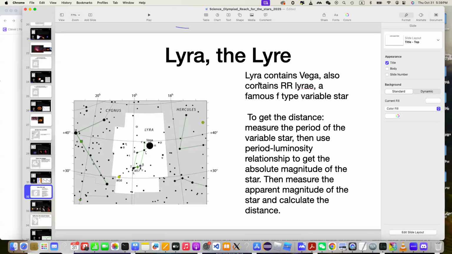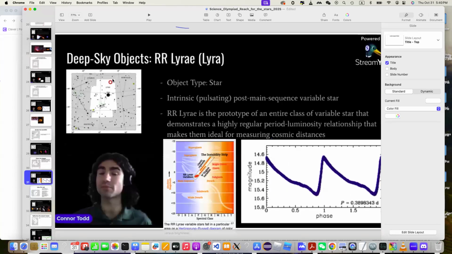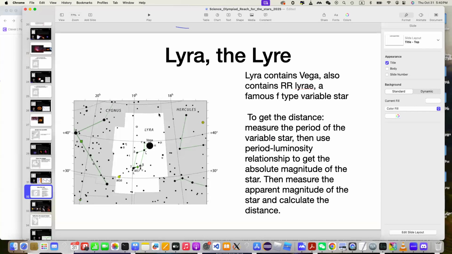Meanwhile, Lyra contains Vega, and also contains R Lyrae. Vega is not R Lyrae. Vega is the very bright star here. I think it's a little bit fainter than Sirius A, but it is still very bright. So that is Vega. But where is R Lyrae? It's over here, probably somewhere here.